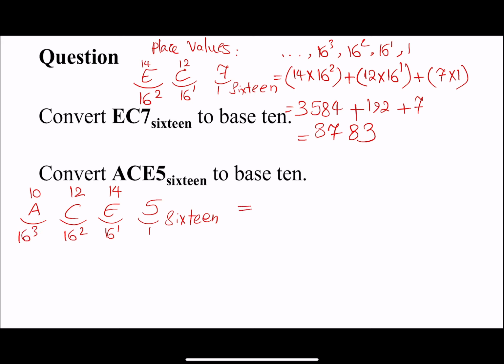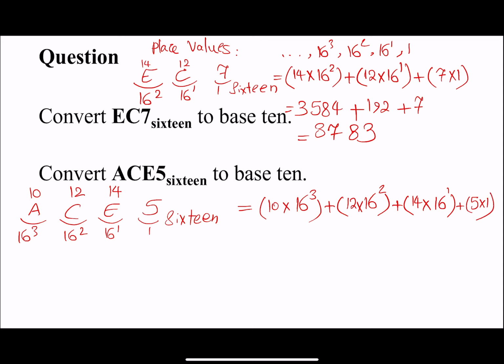Now I multiply each digit by its place value. The digit A is 10 times place value 16 to the third power. Add it to the next one. The digit is 12 times its place value 16 squared. Add it to the next one. The digit is 14 times its place value 16. And then add it to the next one. The digit is 5 times its place value, which is 1.